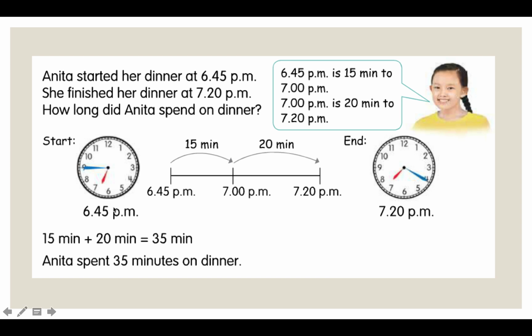We always want to try and make the whole clock to make things easier for ourselves to count. So 6:45 is 15 minutes to 7 p.m., which is here. If I were to pull the minute hand here. And 7 p.m. is 20 minutes to 7:20 p.m. So you take 15 minutes plus 20 minutes.